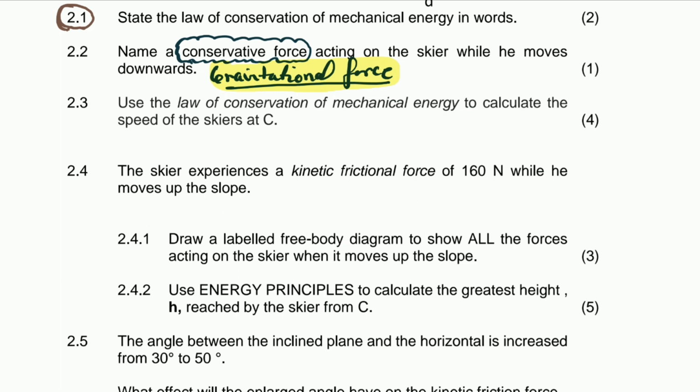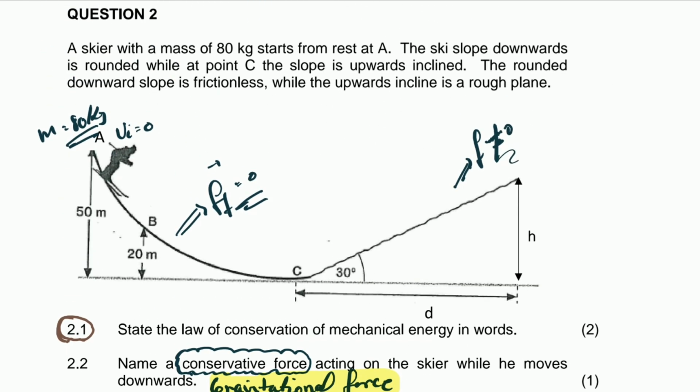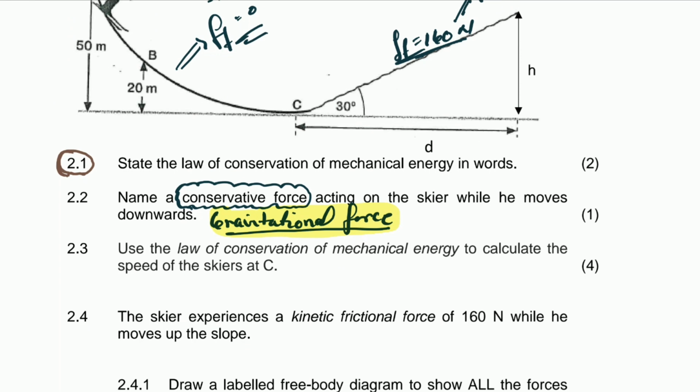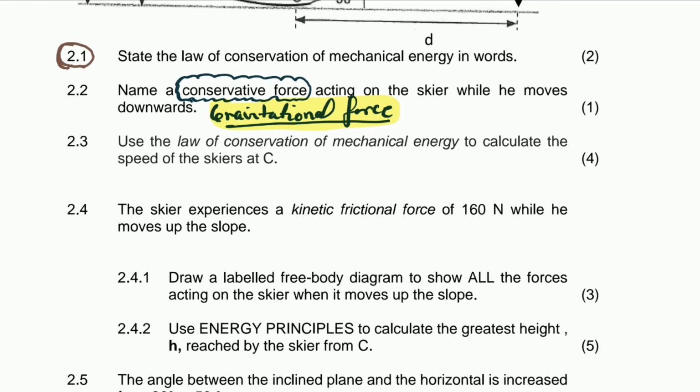The skier experienced a kinetic frictional force of 160 Newton while he moved up the slope. So the frictional force is different than 0 and is going to be equal to, I'm going to write it here, the frictional force is going to be equal to 160 in Newton. It's given to you, guys, so you need it. Now then they said, while he moved up the slope, draw a labelled free body diagram to show all the forces acting on the ski when he moved up the slope.